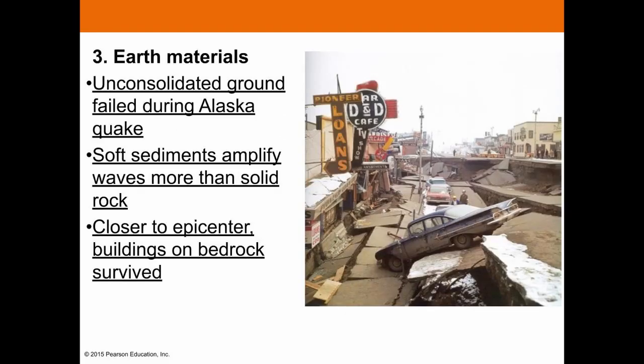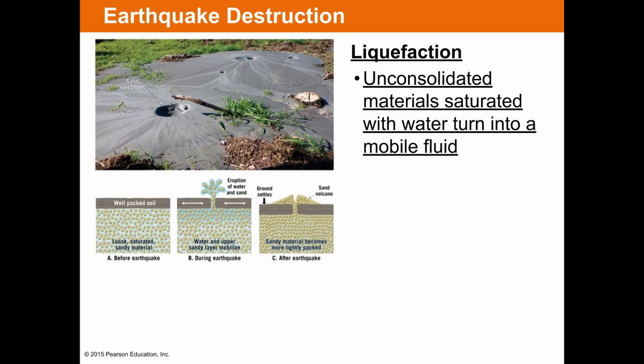Here we have an example displaying earth materials and the role they play. Unconsolidated ground can fail. Soft sediments amplify waves more so than solid rock. Even if you get close to the epicenter, if you have your building built on solid bedrock, it's less likely to shake as hard because the waves won't transfer through it as easily, and you're not going to have the same failures. Soft, unconsolidated materials can actually liquefy, turn essentially into a mobile fluid, if you will, which then can cause things to fall. It's a quicksand-type thing that would happen.